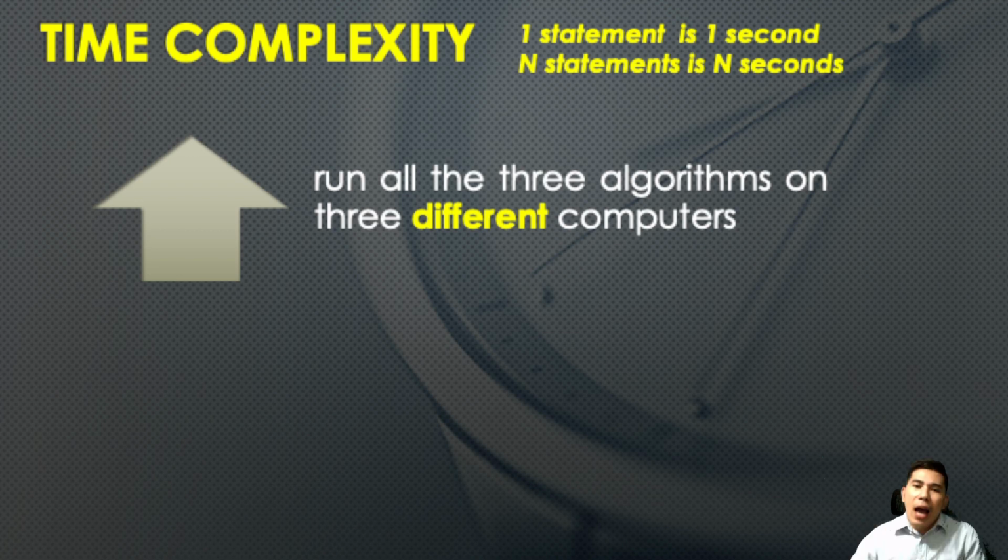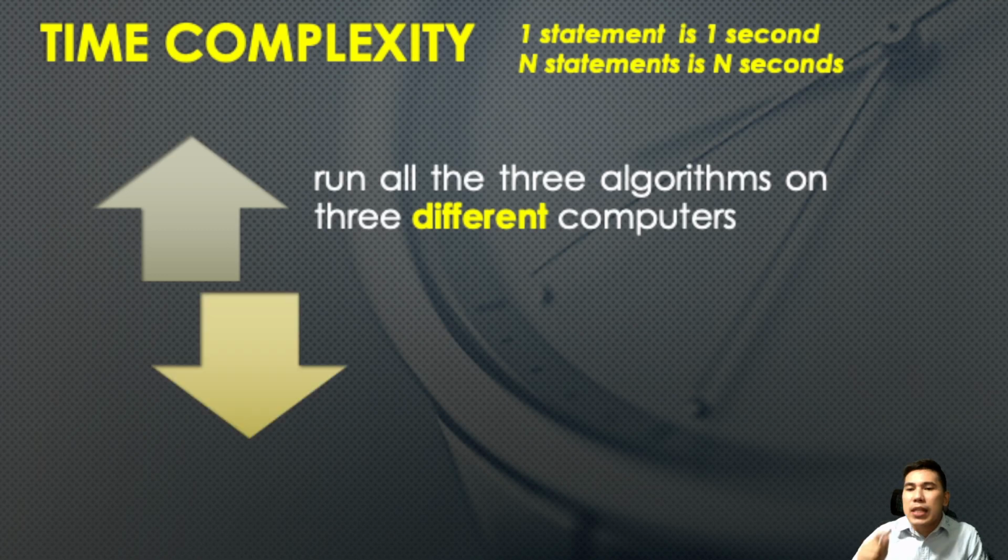Another thing you can do is run all three algorithms on the same computer, find the time taken by each algorithm, and choose the best one. But here also, you might get wrong results because at the time of execution of a program, there are other things executing along with your program, like MS Word, Eclipse, Photoshop, or a browser such as Google Chrome. So you might get the wrong time.